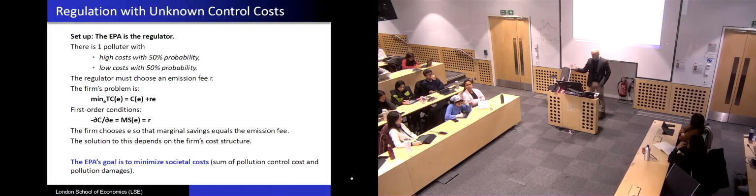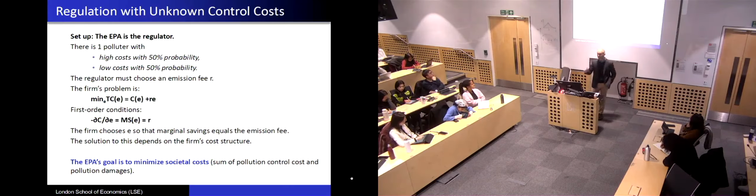The EPA is the regulator, the Environmental Protection Agency in the United States, for example, and there is one polluter. We're talking about one polluter at the moment. Now, what the regulator doesn't know is whether this polluter is a high-cost polluter or a low-cost polluter. What do I mean by high or low-cost polluter? I mean whether it's expensive for the polluter to reduce their pollution or whether it's very, very cheap for them. So they just don't know which type it is. The only thing that they know is that there are two types and the probability of being each type.